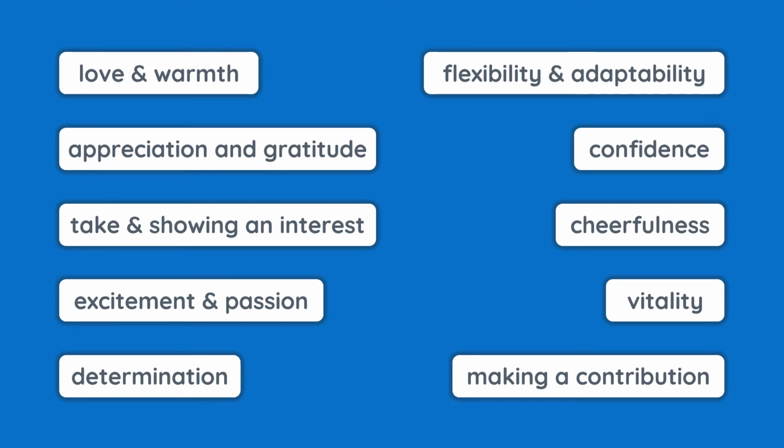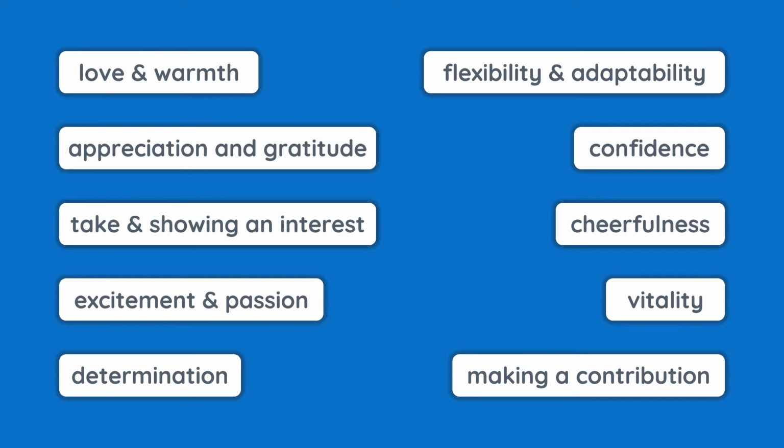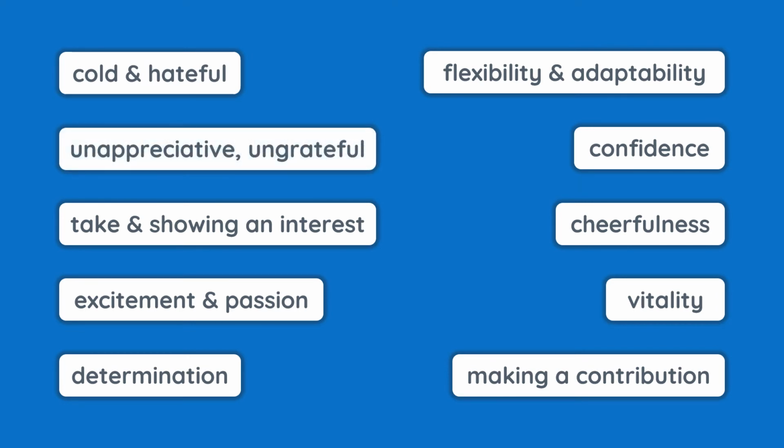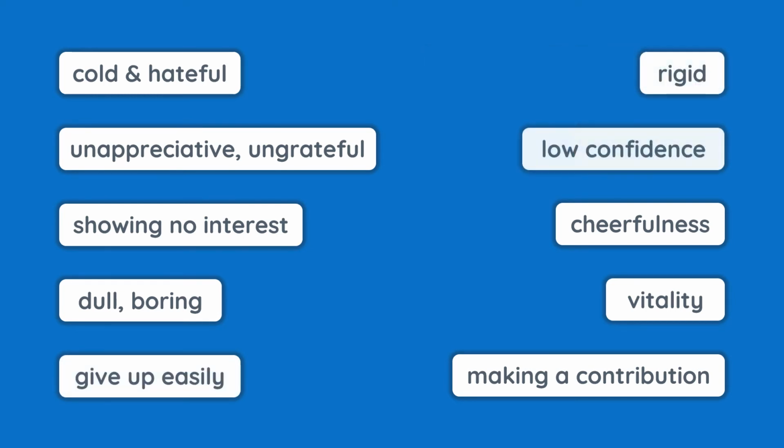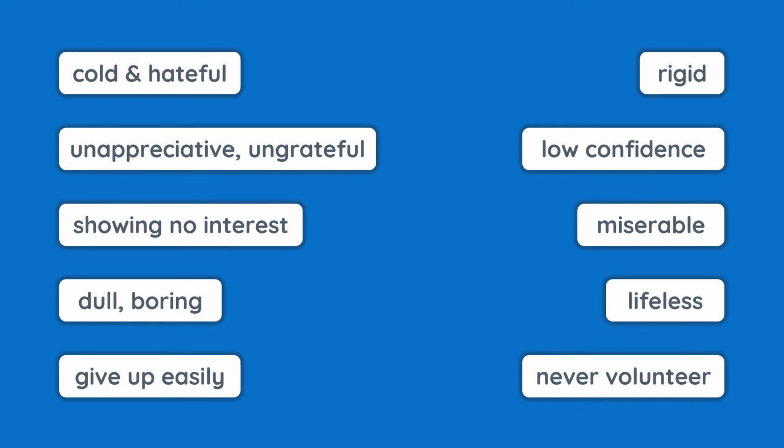We like people like that. We respect them. I'm just going to do something now which I find quite funny and perhaps makes my point. I'm going to give you the reverse list. I'm going to give you the same 10 characteristics but from the reverse point of view. I'll go through them quickly. But imagine yourself living and working with someone or a group of people who have these characteristics. Cold and hateful, unappreciative, ungrateful, showing no interest in people or things, dull, boring, give up easily, rigid, low in confidence, miserable, lifeless, and never volunteer for anything. Do you really want to work with those people? Do you really want to live with them?